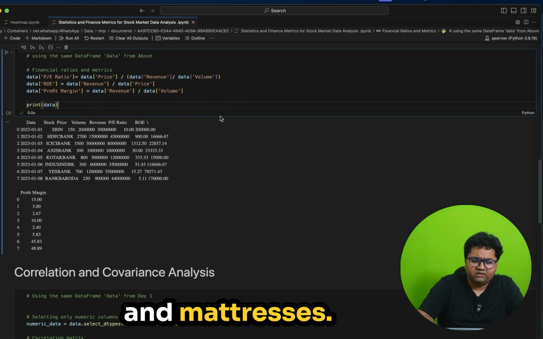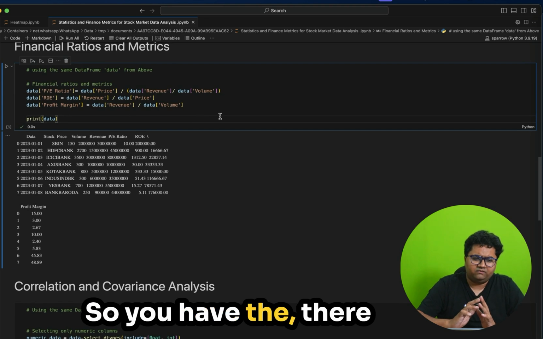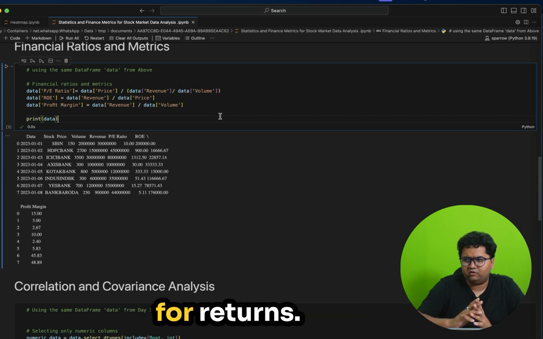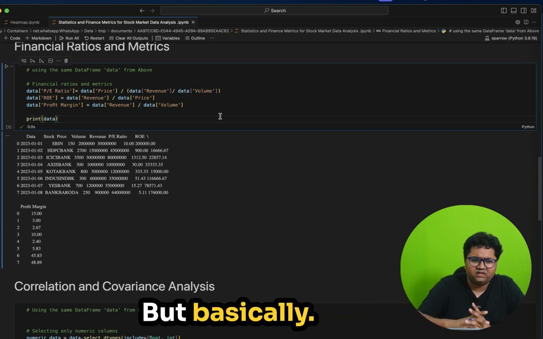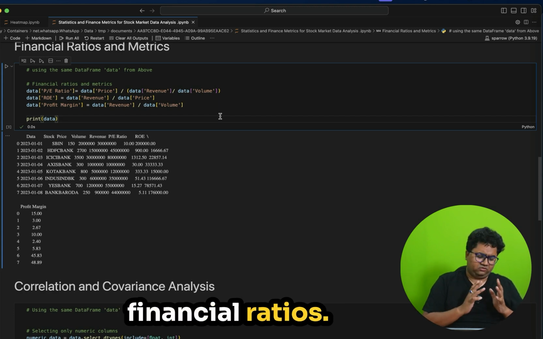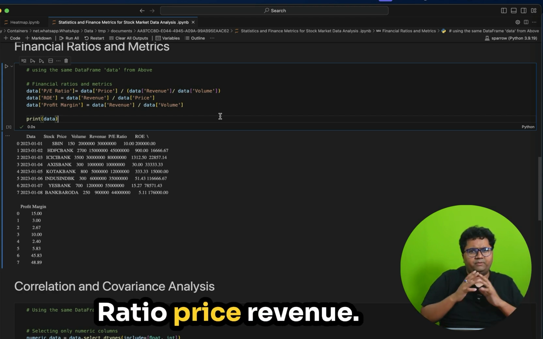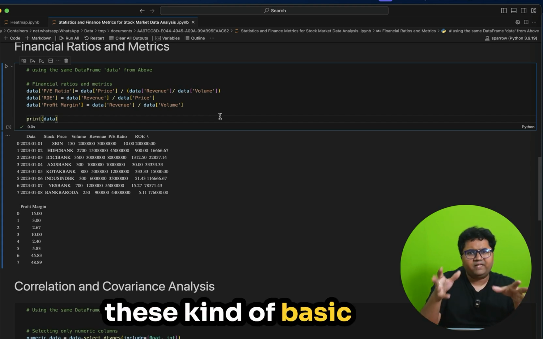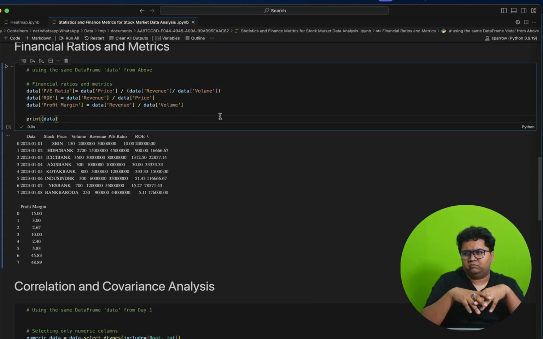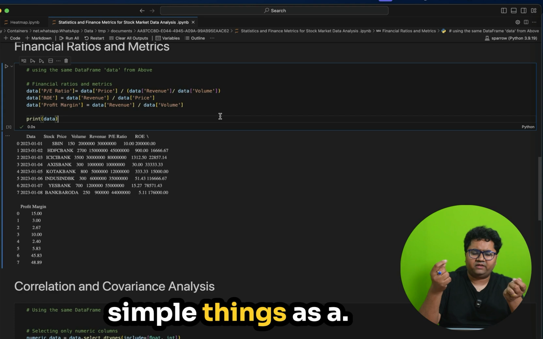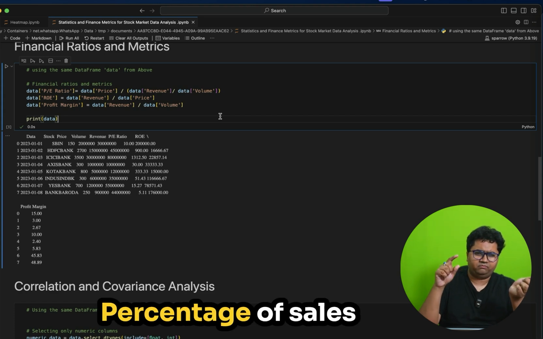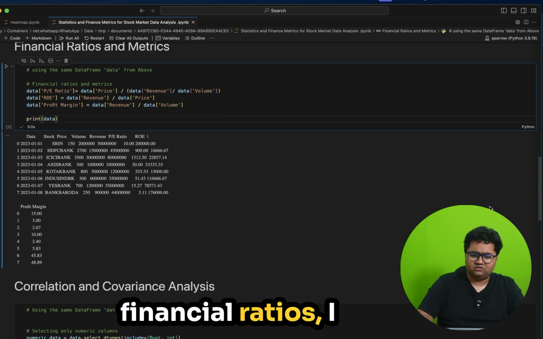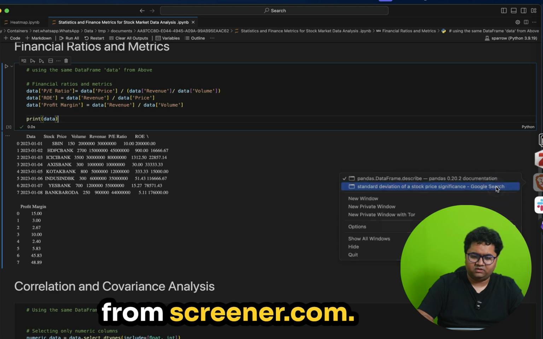Financial ratios and metrics. There can be a lot of different financial ratios. For risks there are separate ones, for returns there are separate ones, but basically these are simple financial ratios. So there's just P/E ratio, price, revenue, ROE, ROCE, these kind of basic fundamental financial ratios. You could have simple things such as percentage of sales or annual growth. And most of these financial ratios I would suggest to pick from screener.in.